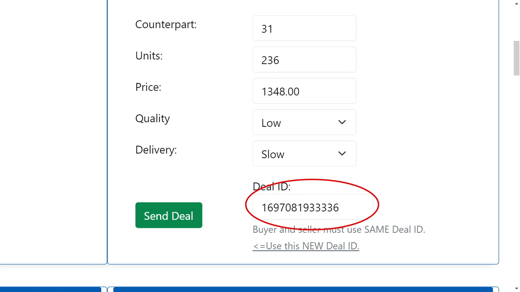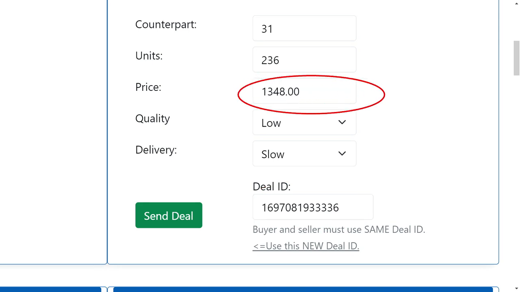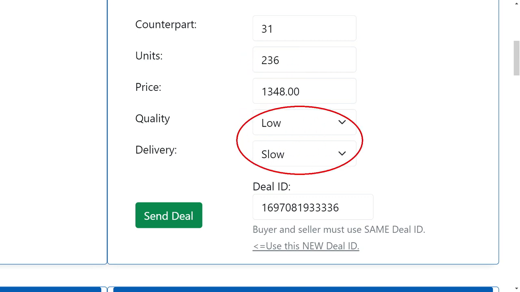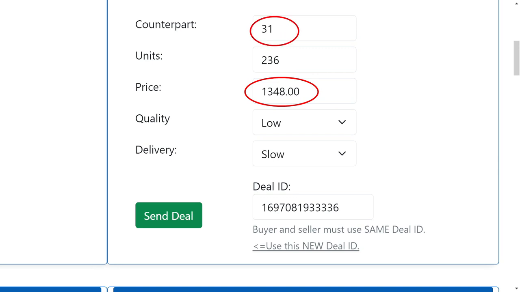We also have the information of the price, that's very important, of course. And we have our counterpart, Group 31, sent this to us. How many units? Our delivery and quality is also here. So for example, here we have this $1,348 is the price, and it's from Group 31.